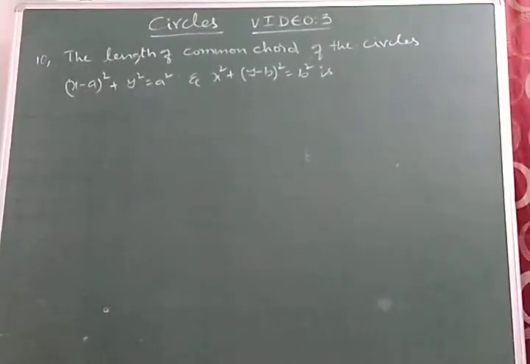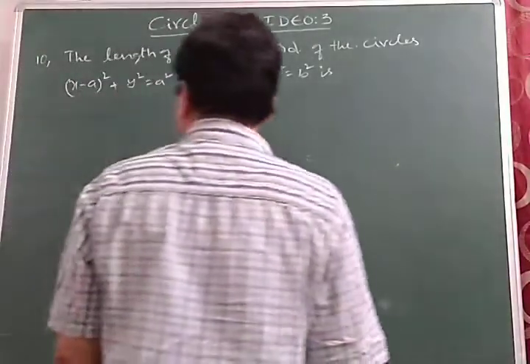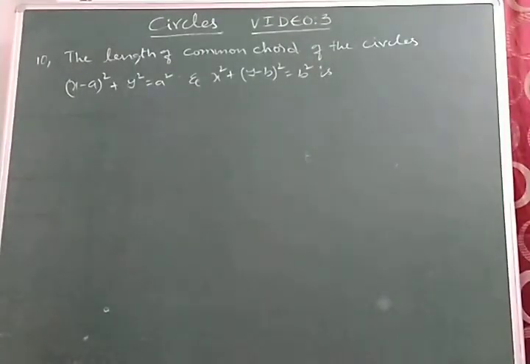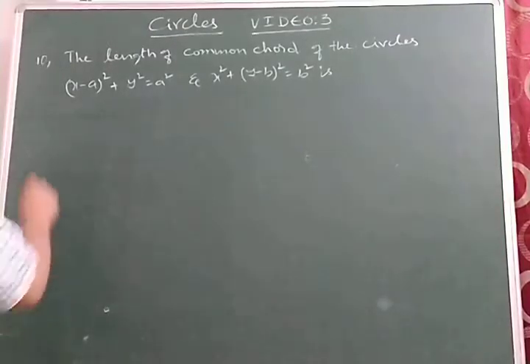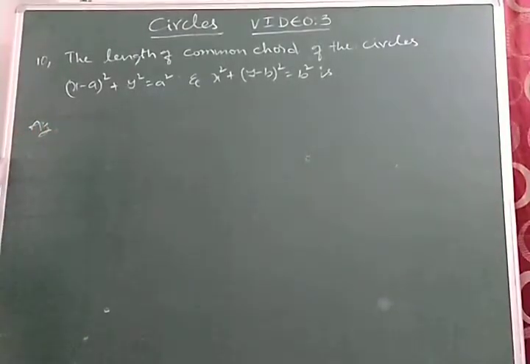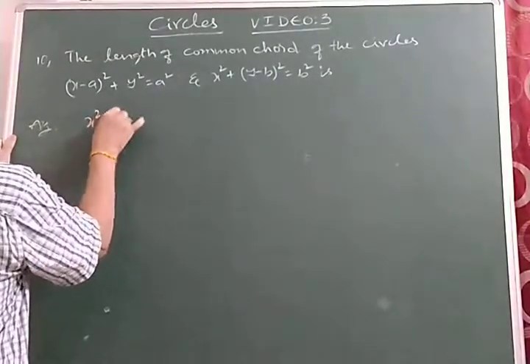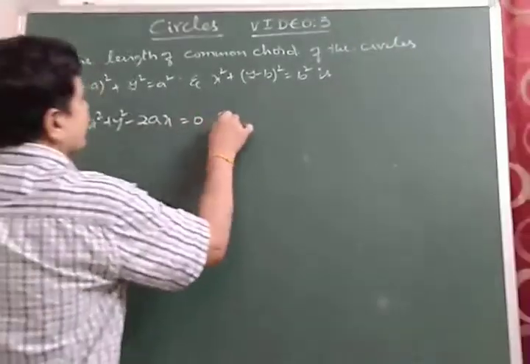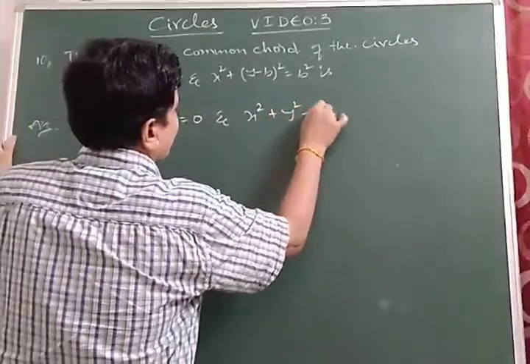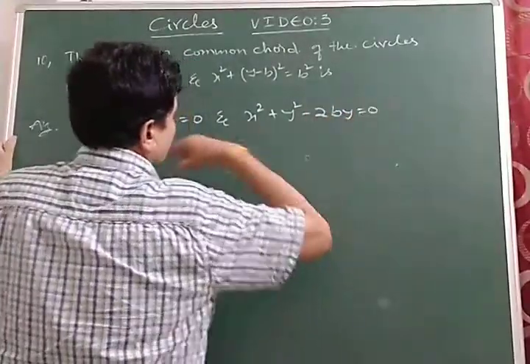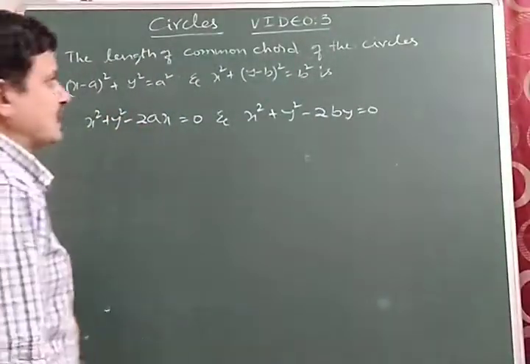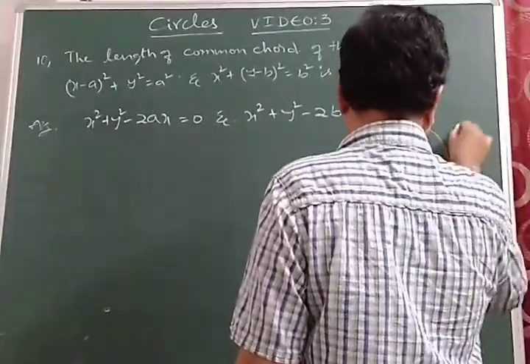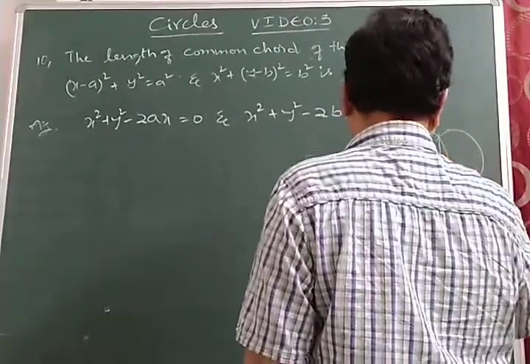Question number 10. The length of the common chord of the two circles (x minus a) whole square plus y square is equal to a square and x square plus (y minus b) whole square is equal to b square is. The given circles are x square plus y square minus 2ax is equal to 0 and x square plus y square minus 2by is equal to 0. These are the two circles. If these two circles intersect each other, then this is the common chord.